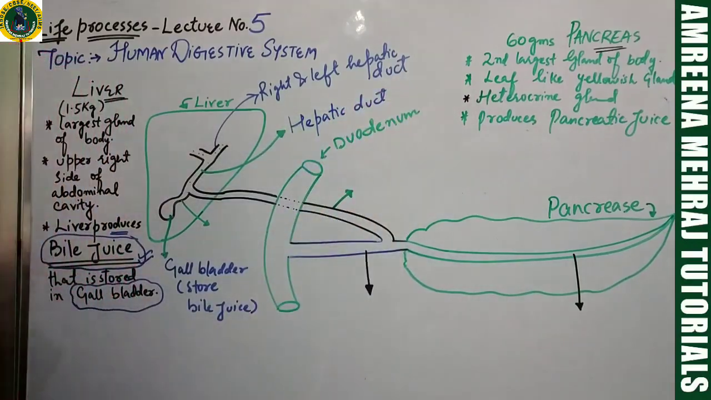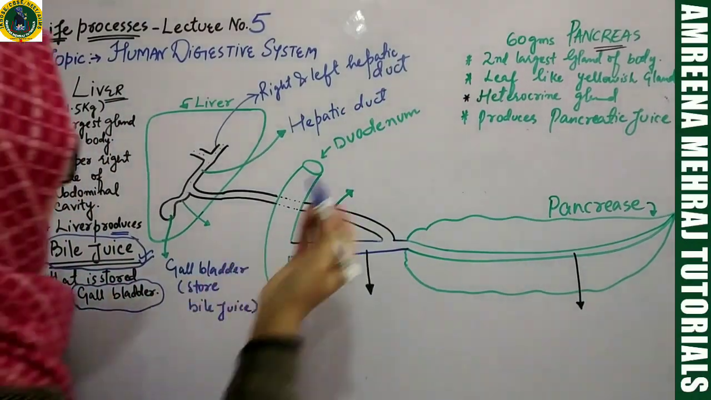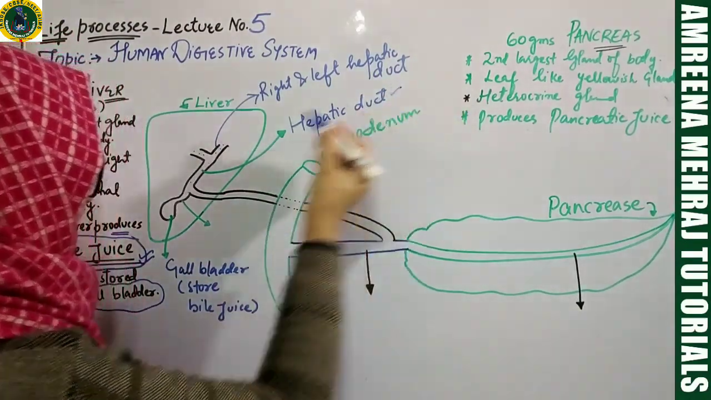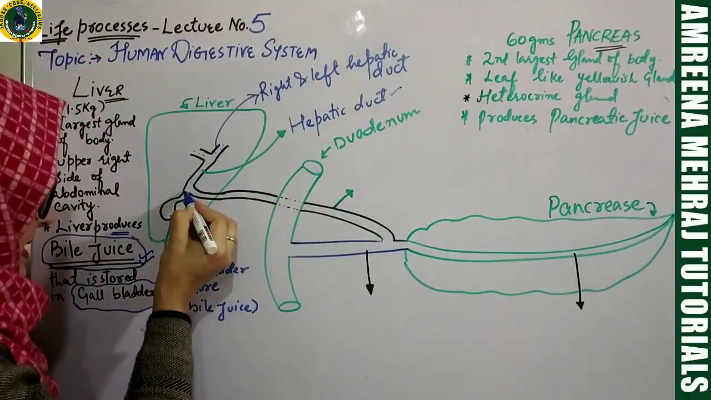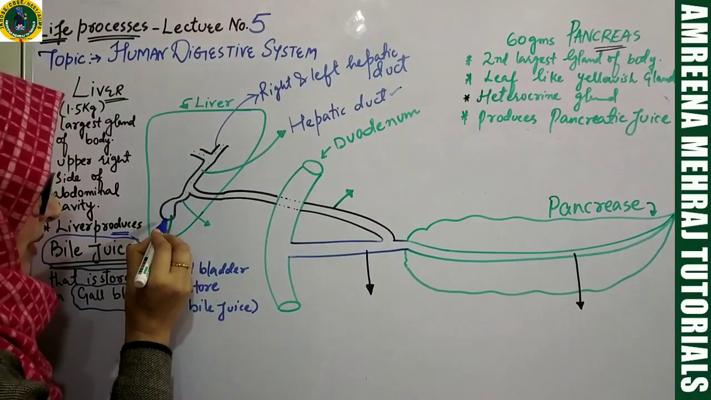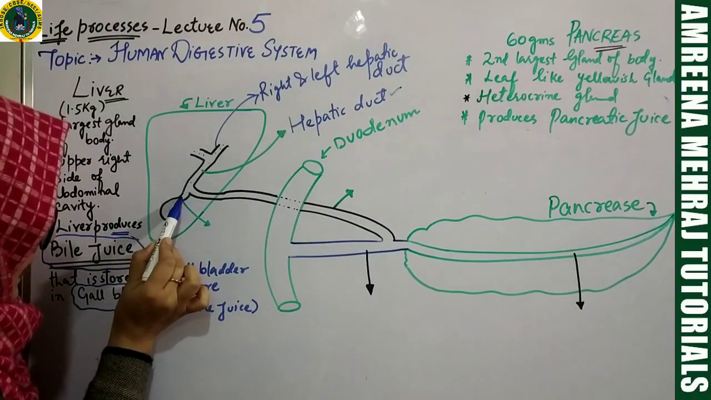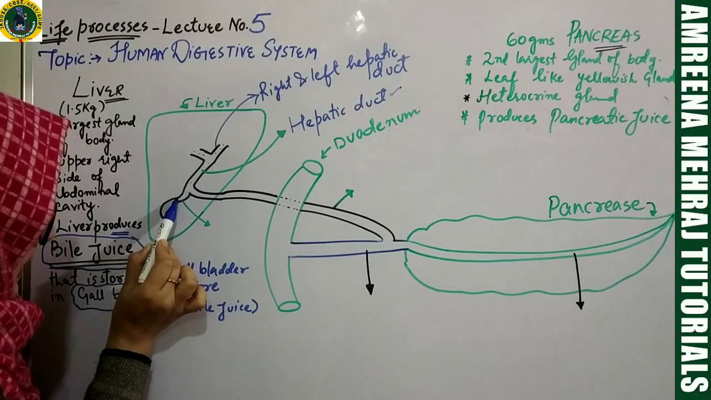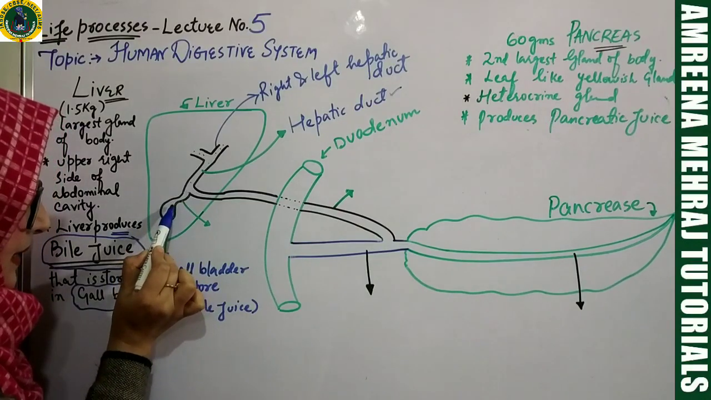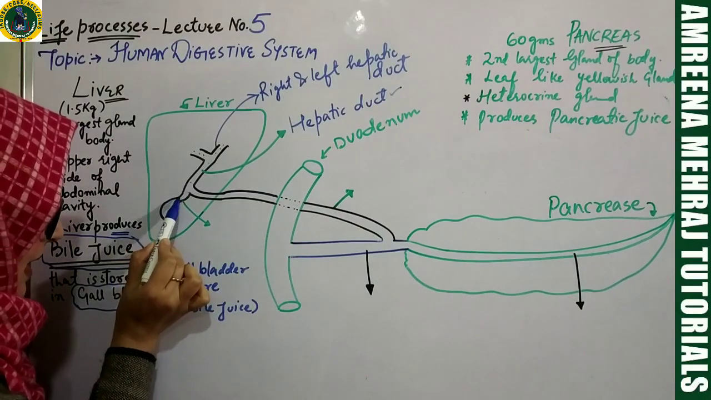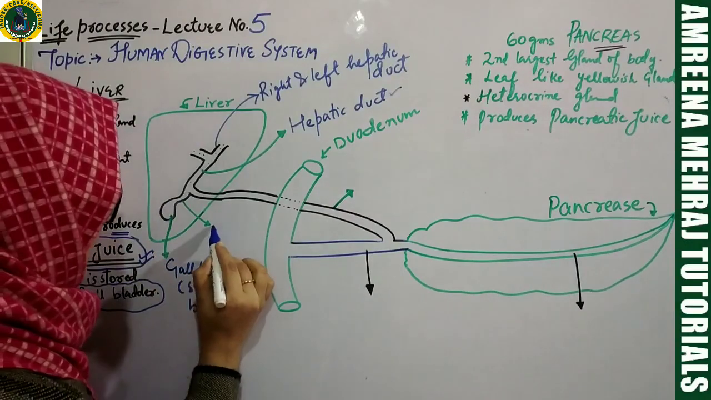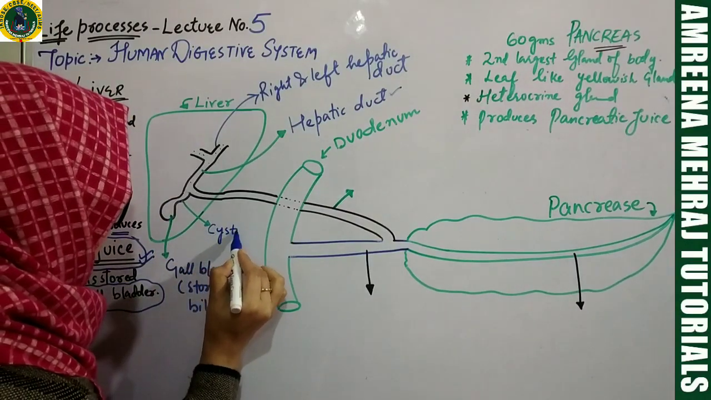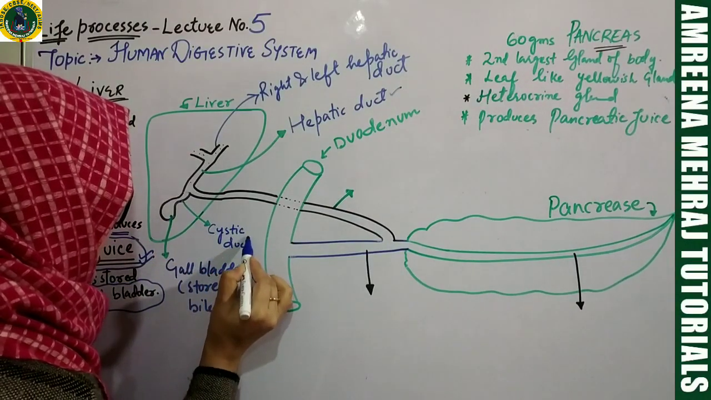So this is the hepatic duct. The hepatic duct then carries this bile juice to the gallbladder. Now this particular part of the duct which is connected with the gallbladder, this small region, is called the cystic duct. Okay, this is called the cystic duct.